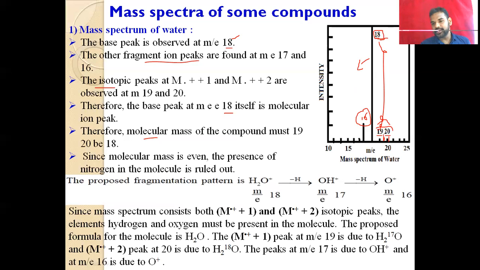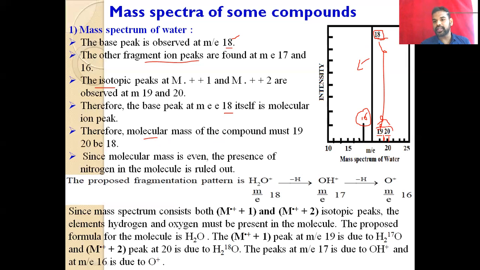So here 19 and 20 are the isotopic peaks, because 18 is the molecular ion peak. So 19 and 20 are the isotopic peaks here. Therefore the molecular mass of the compound must be 18. That means here the molecular ion peak is 18, and the peaks at 19 and 20 are also molecular ion peaks, but this is because of the isotopes of the compound.